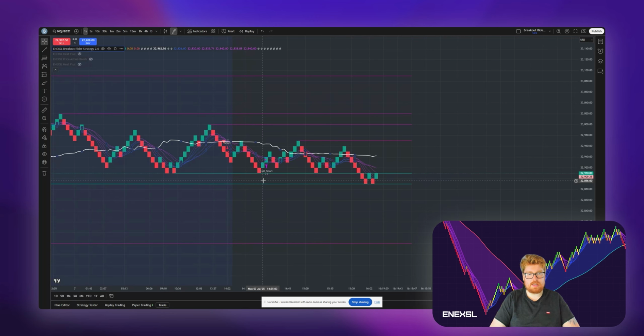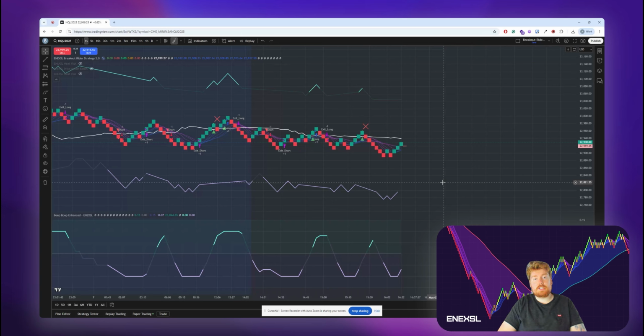So these support and resistance zones have shown where the liquidity lies and how we can stay out of it. Mainly this level and this level not being clear. There are too many support and resistance zones, which isn't giving us a clear indication of which way to go. And so ENEXSL support and resistance zones have kept the 2.0 Breakout Rider out of these trades.